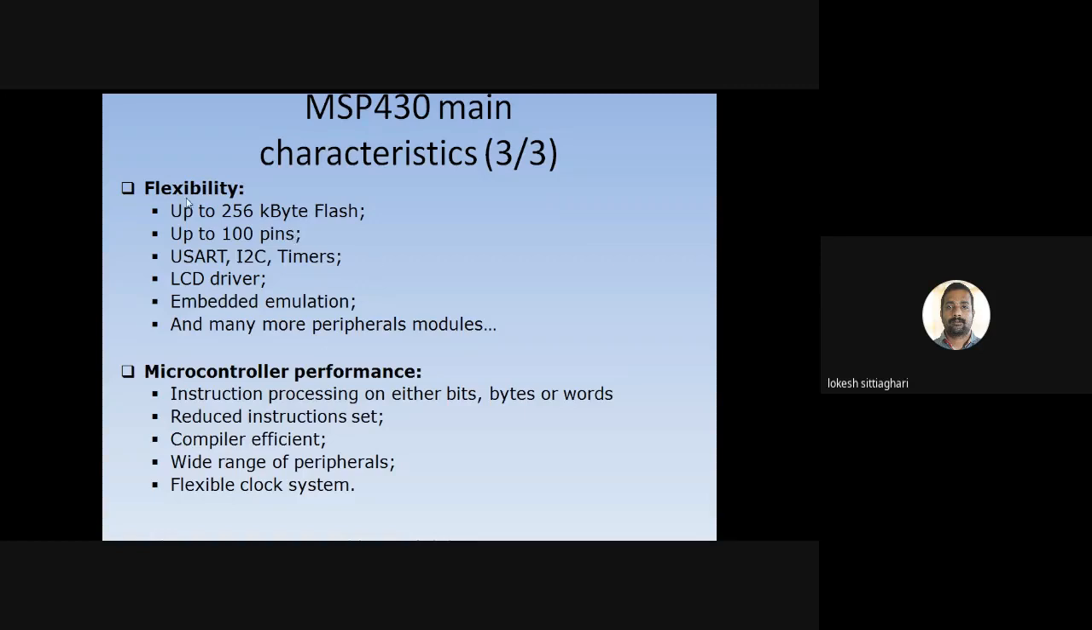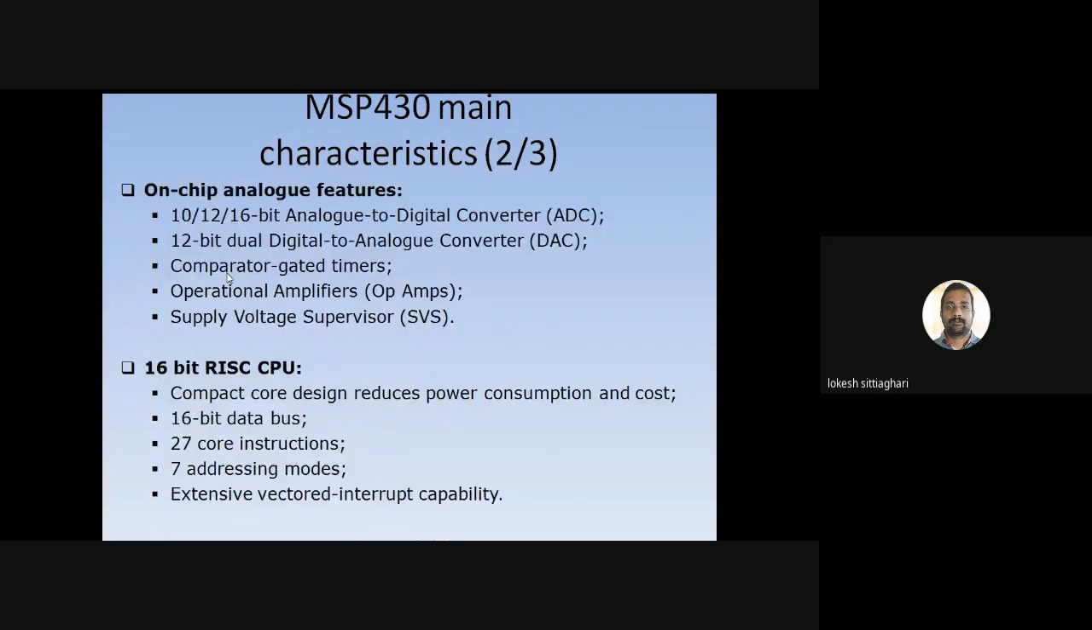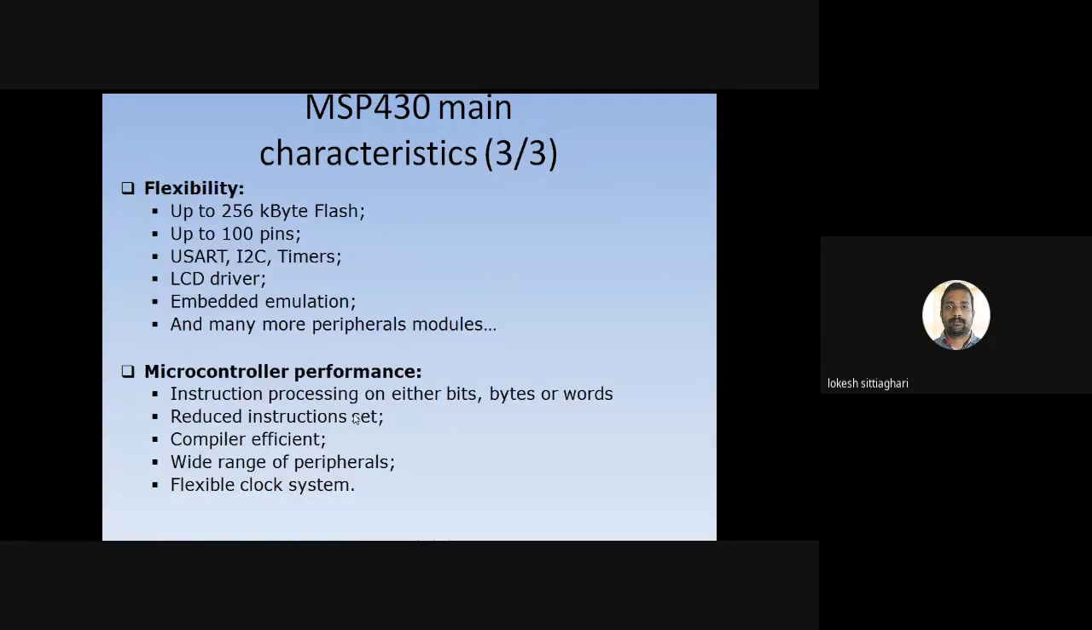What are the things available in the MSP 430 G2553? Next, if we go for the microcontroller performance, instruction processing can be in bits or bytes or both. The instruction can be processed in the bit mode, or in the byte mode, or in both. Here we have a reduced instruction set. As we have already said, it has only 27 core instructions. That's why we can say this is a reduced instruction set microcontroller.